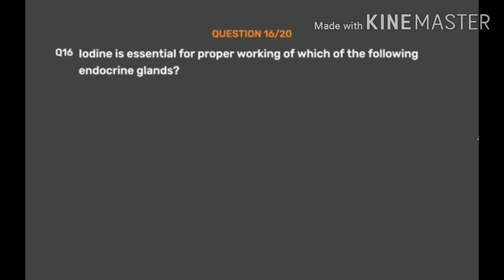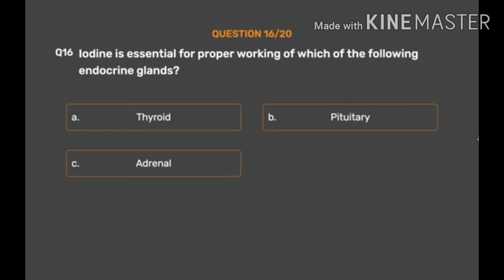Question number 16. Iodine is essential for proper working of which of the following endocrine glands? Option A, thyroid. Option B, pituitary. Option C, adrenal. Option D, pancreas. The correct answer is option A.